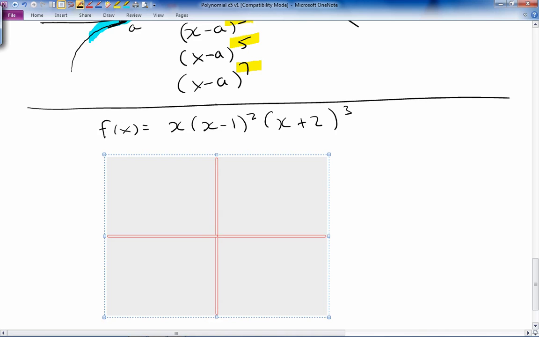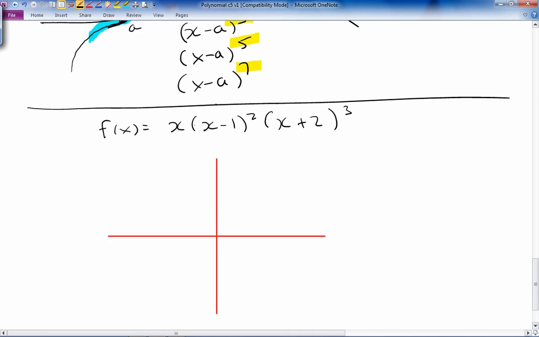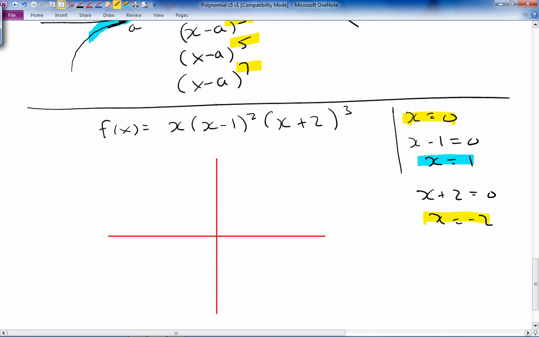Okay, well, let's see. I'm going to get an x equals 0 from here. You can take the 3 pieces. X equals 0. X minus 1 equals 0. X equals 1. X plus 2 equals 0. X equals negative 2. And we're going to get a single root, double root, triple root. So putting those numbers on there, x equals 0, x equals negative 2, x equals 1.